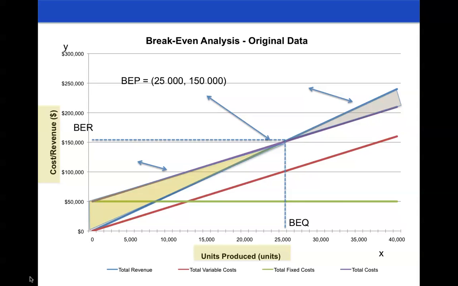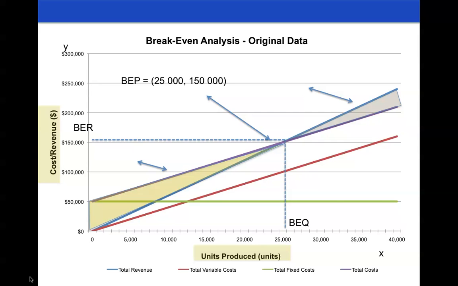The break-even revenue represents the amount of revenue needed to cover its costs, which is $150,000 in this case. On the other hand, the break-even quantity is the x value of the coordinate, which is 25,000 in this case, representing the quantity of output required to break even.